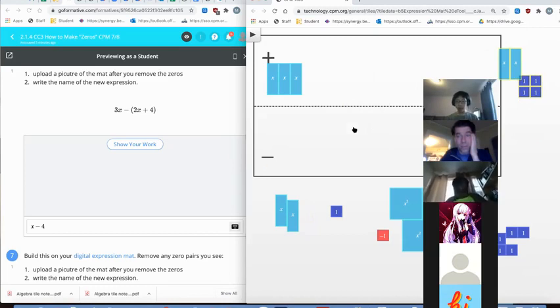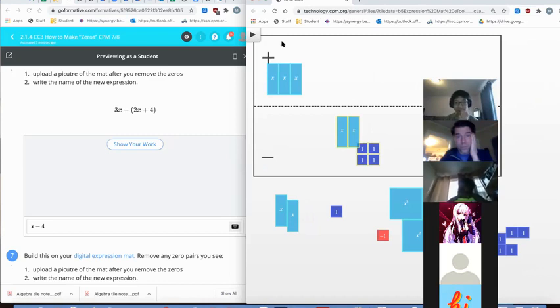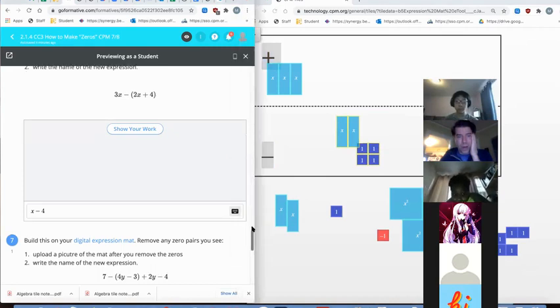How do you know? It's because since 2x plus 4 is in parentheses, it's telling you to subtract that from 3x. Very well put. So the negative sign before the parentheses means everything in the parentheses is being subtracted. And so that's how I would do it.